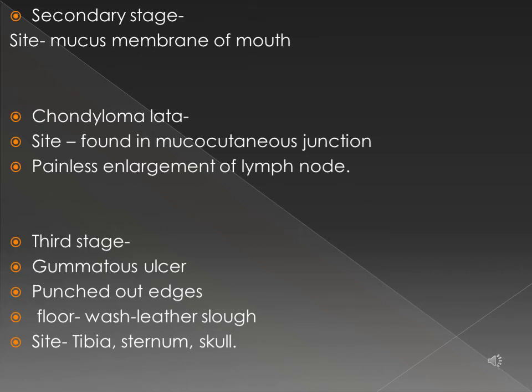It consists of mucous patches, small round superficial patches. The site is the mucous membrane of the mouth. The next one is condyloma lata. It is a small, round, raised, flat-edged lesion. The site is found at the mucocutaneous junction, that is the angle of the mouth, vulva and anal region. Then there is painless enlargement of lymph nodes, and features show iritis, arthritis and alopecia.